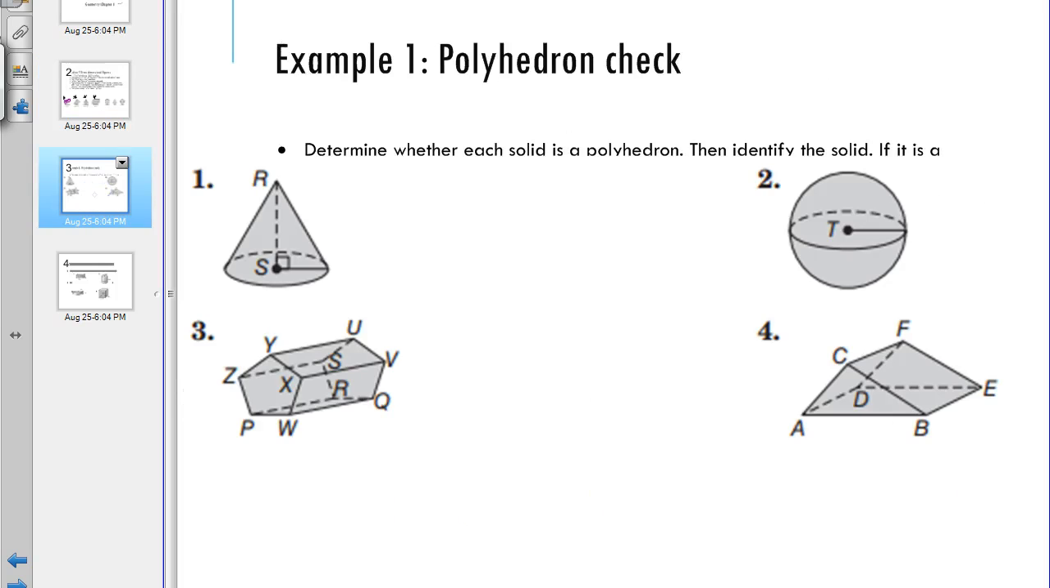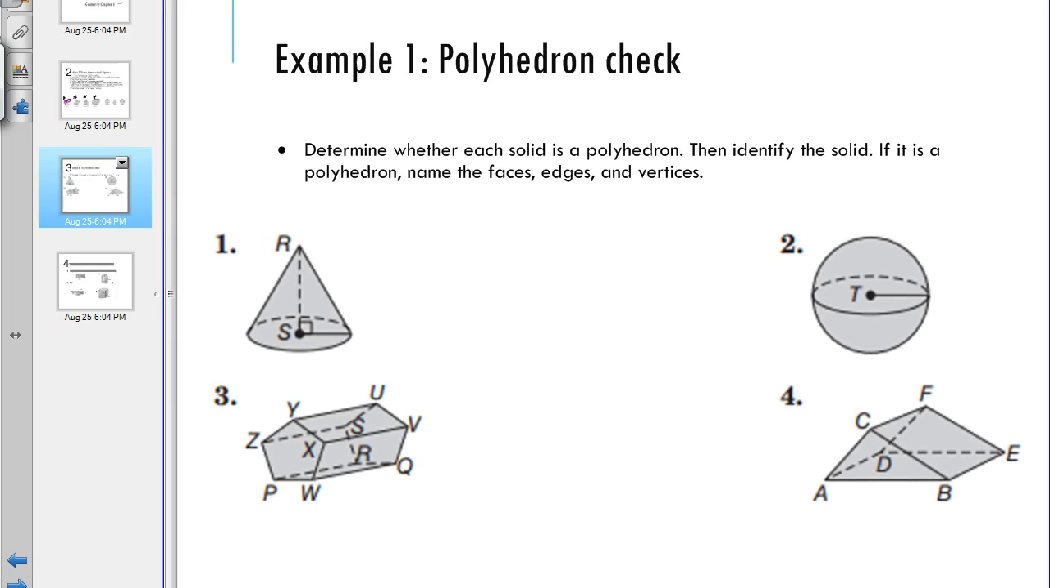All right, so let's talk about whether the solid is a polyhedron. Identify the solid. If it is a polyhedron, then we'll name the faces, the edges, and the vertices. So if you want to pause the video and try that out, please do so. Actually, you should do that. It's not if you want to. Do it. All right, I'll give you a few minutes.